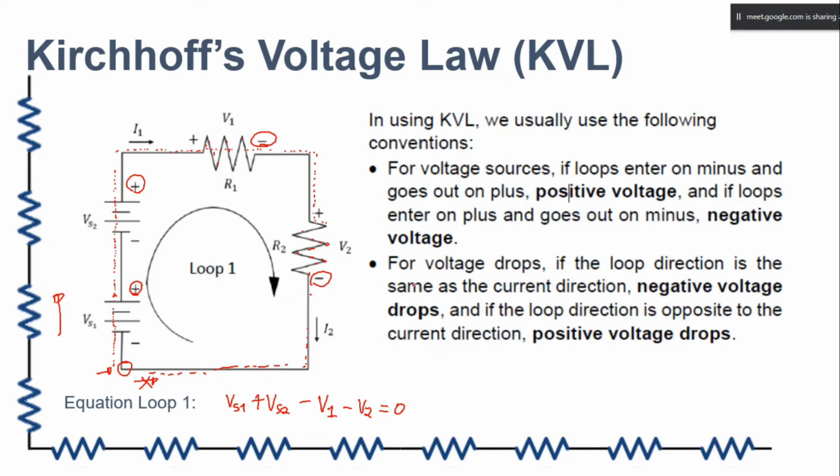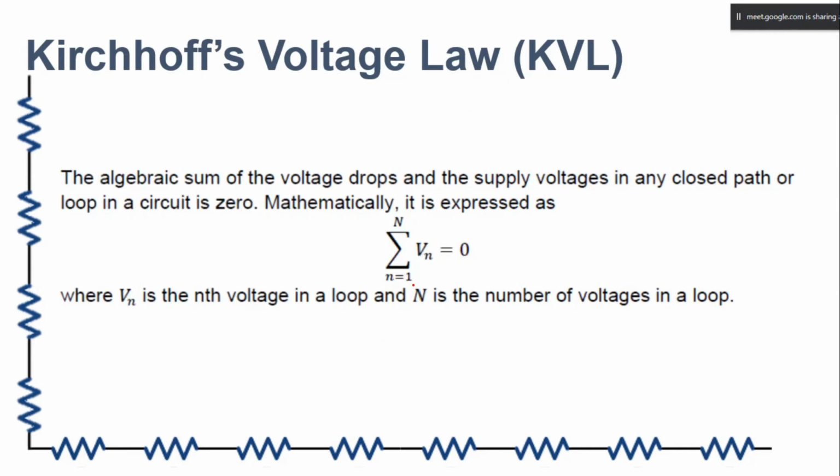And we already satisfied the statement na the algebraic sum of the voltage drops and the supply voltages in any closed path or loop in a circuit is 0.